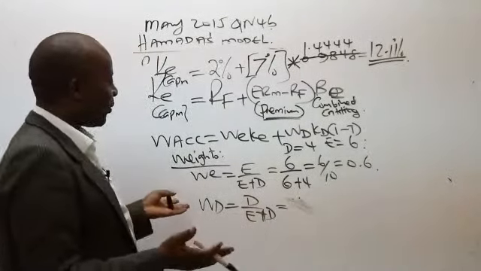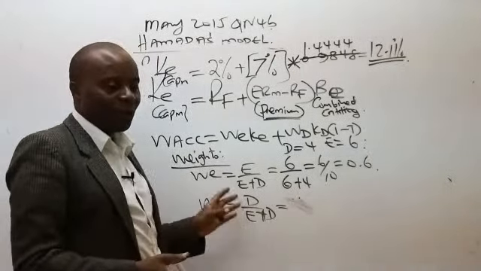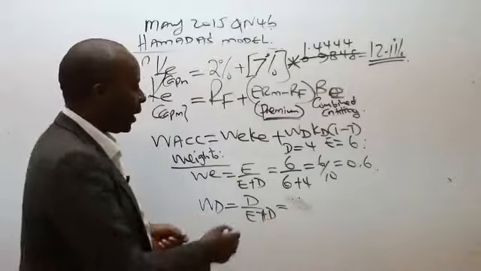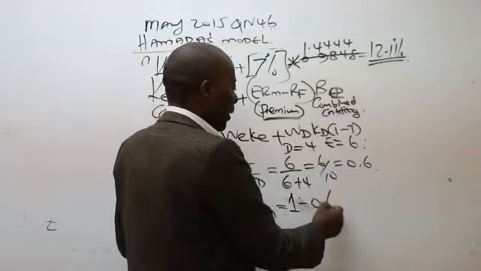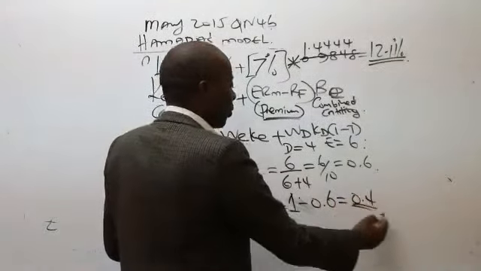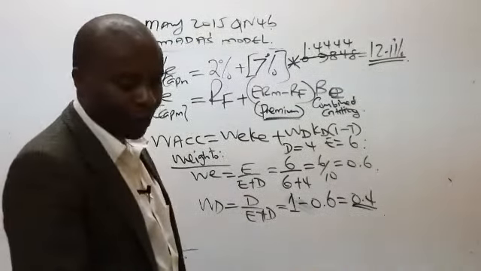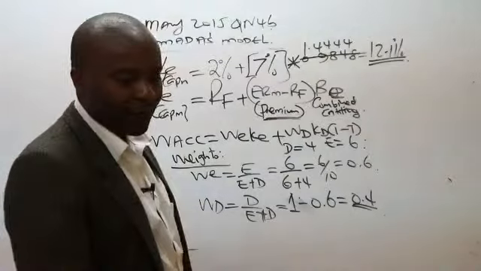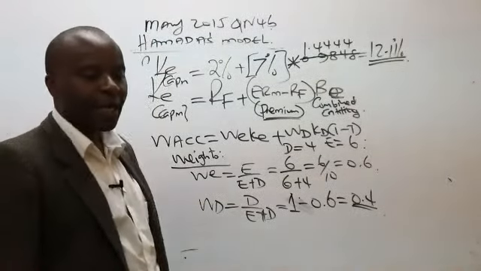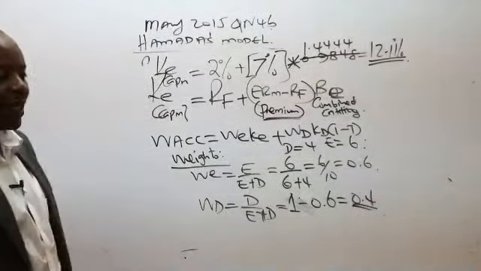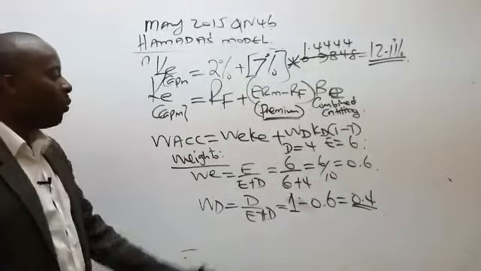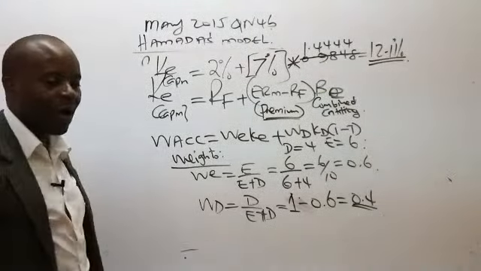Once I get the weight of equity, I know that the weight of debt now will be 1 minus 0.6, which gives me 0.4. Great. So, ladies and gentlemen, once I have the weights, now I'm at home.